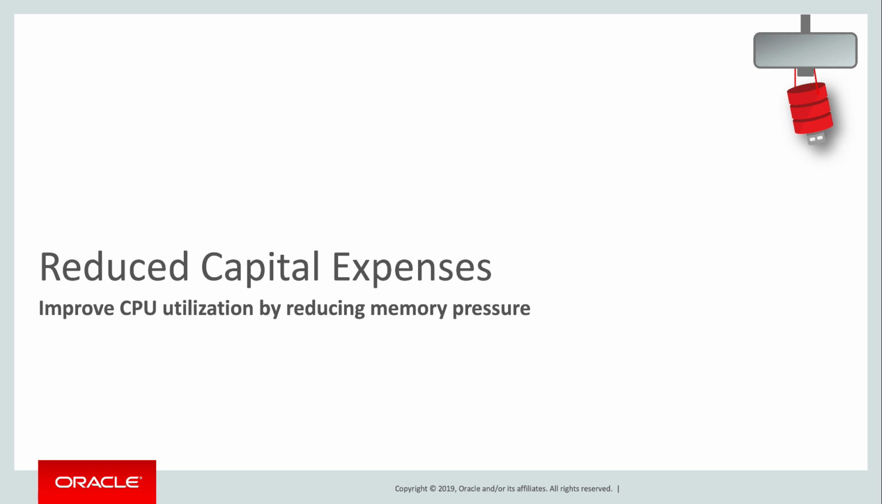However, there is far more to this than simply the need to buy less memory. The key point is that by reducing memory pressure, multi-tenant allows for far better CPU utilization. Indirectly, it has a very important implication for reducing CPU requirements. Let's explore this in some detail.